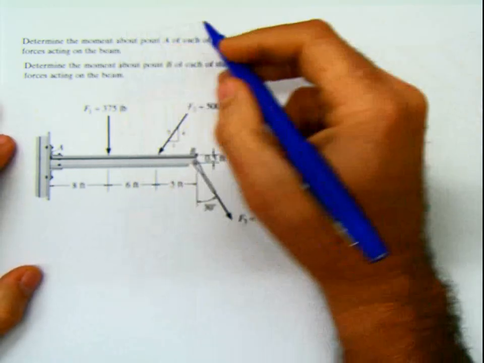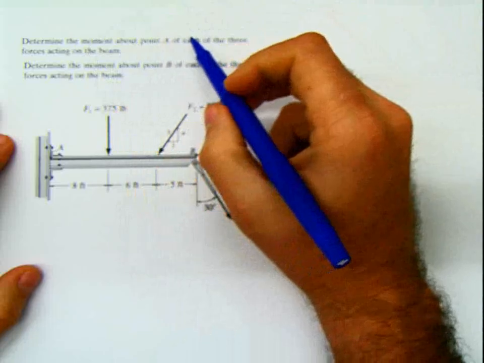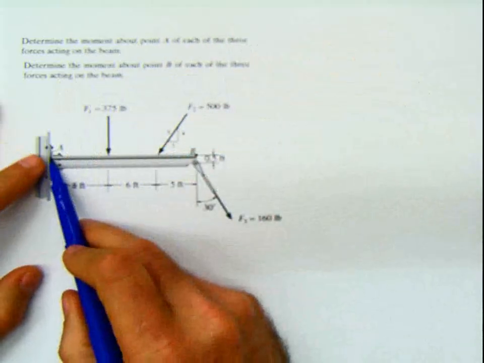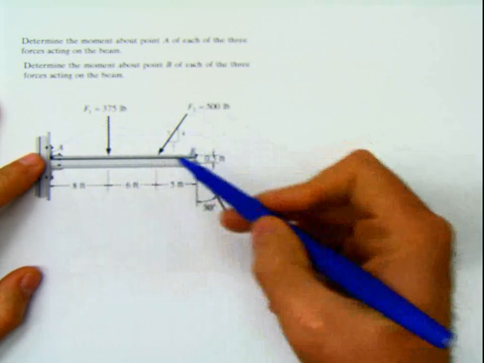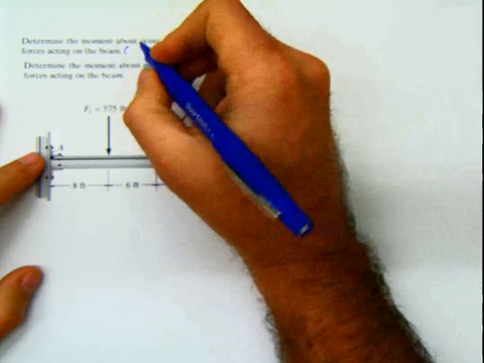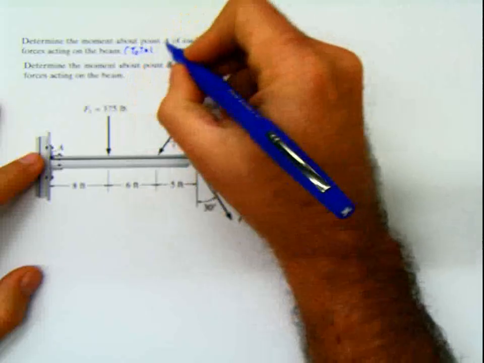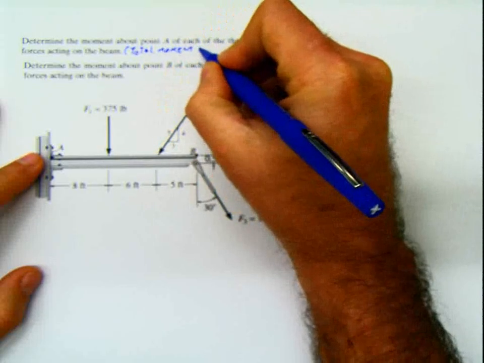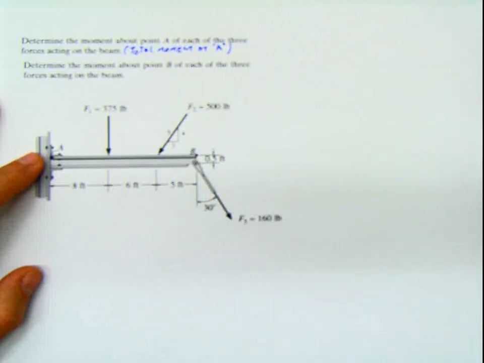is this one, and it says determine the moment about point A of each of the three forces acting on the beam. This is the point A. The point A is located here. And this is 1, 2, and 3 forces. But I'm not going to do that. Instead of doing that, I'm going to calculate the total moment at the point A. That's what I want you to do.